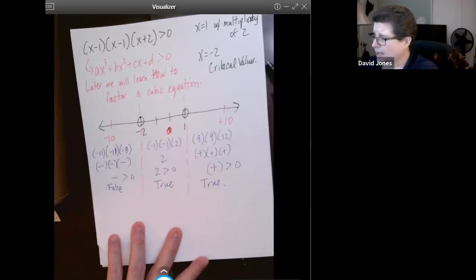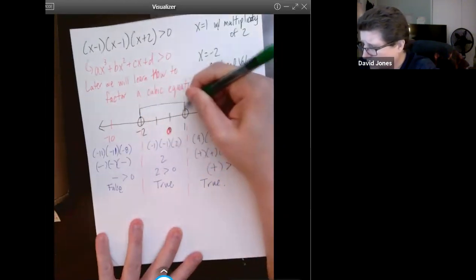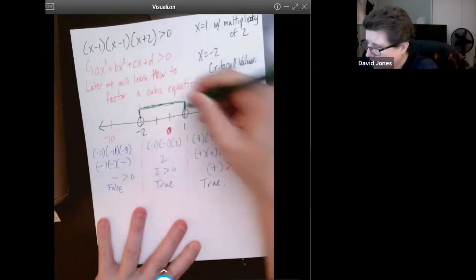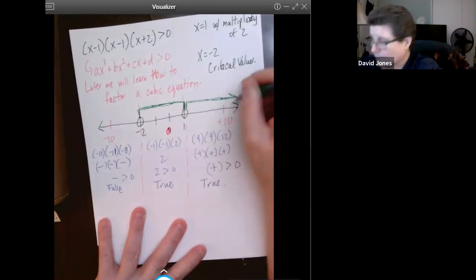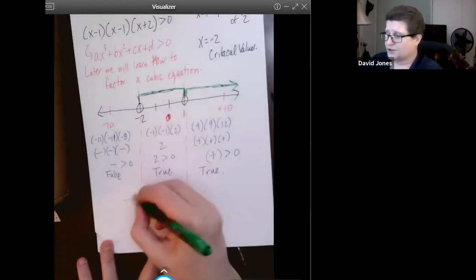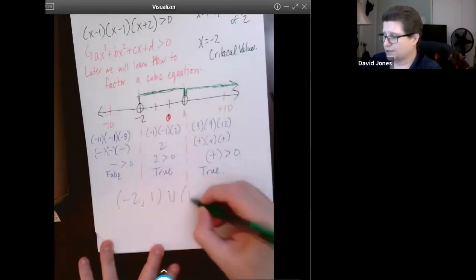So it looks like we're going to go from negative 2 to 1, not including either value, and from 1 onward to infinity. In interval notation, negative 2 to 1 in union with 1 to infinity.